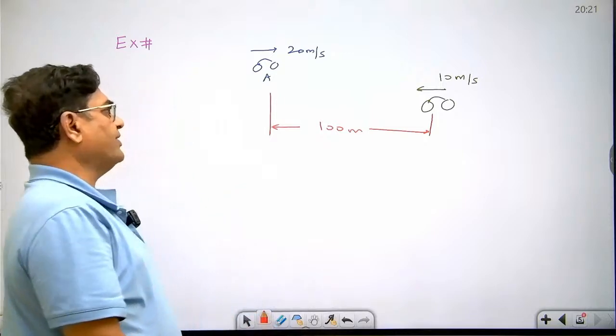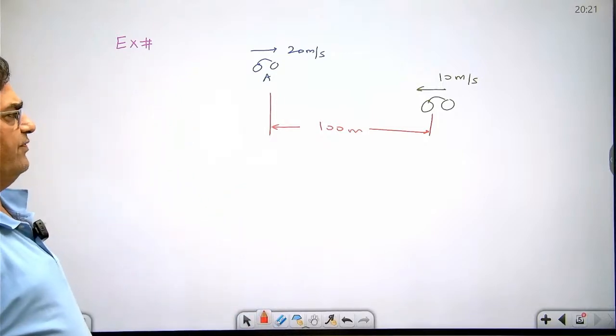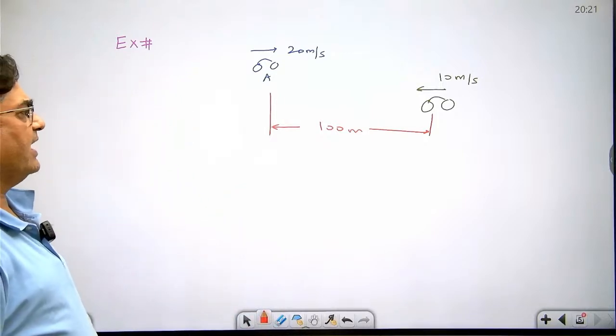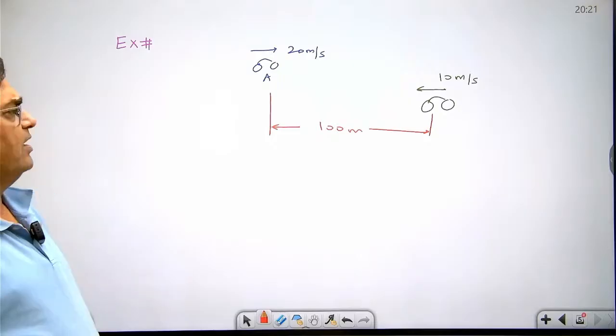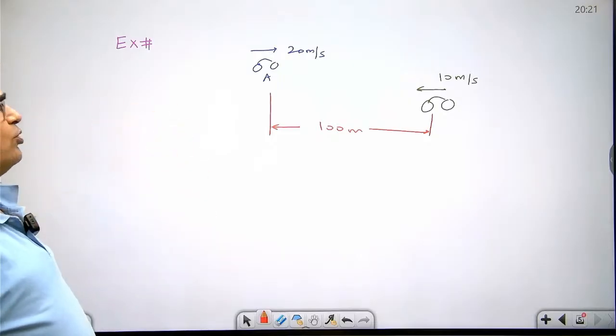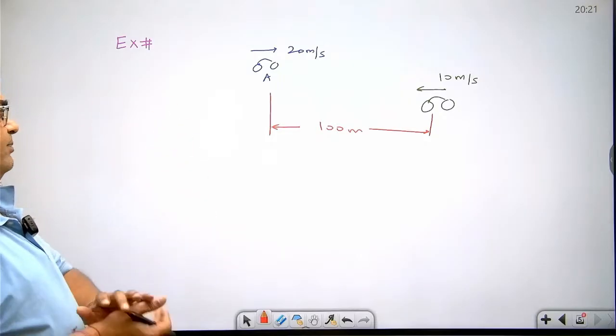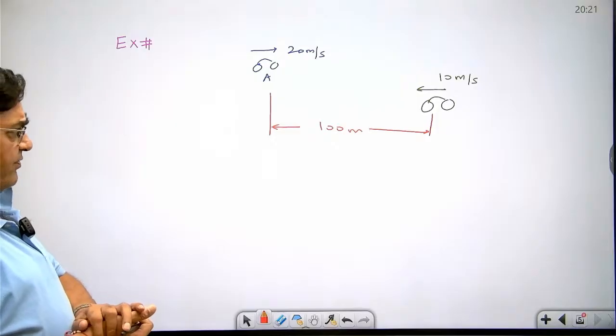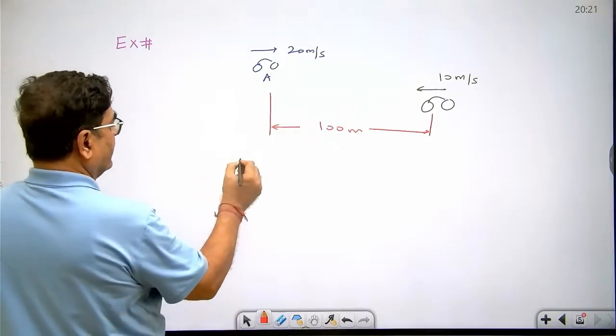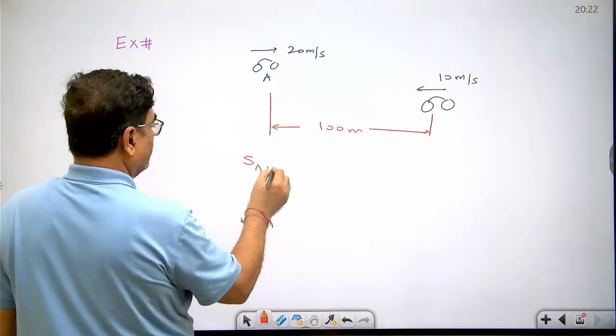Then we have to determine the time when the two cars will cross each other. Dear student, the two cars will cross each other when both cars together travel a distance of 100 meter. So let us apply the concept of relative motion.